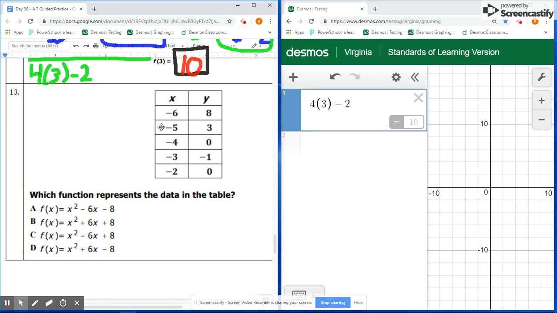And this is very important for you to understand. It should be an easy question that you get right, but it's going to take some steps in Desmos. Okay, so number 13 here. Which function represents the data in the table? You notice all of these are x squareds.